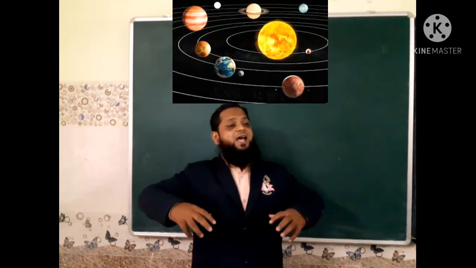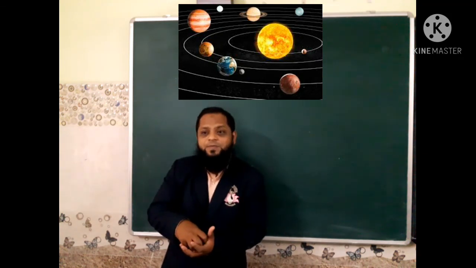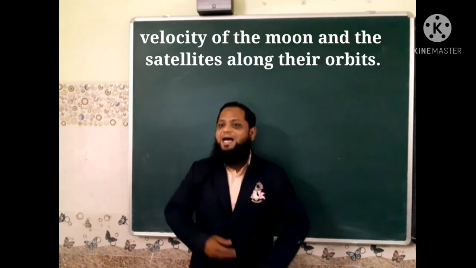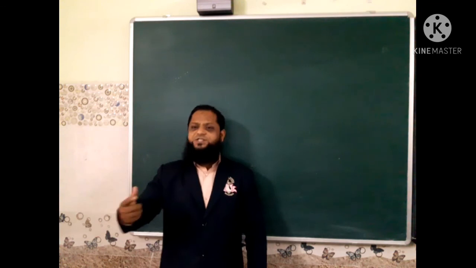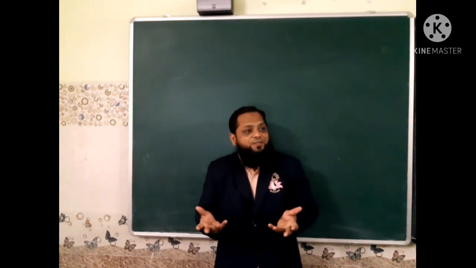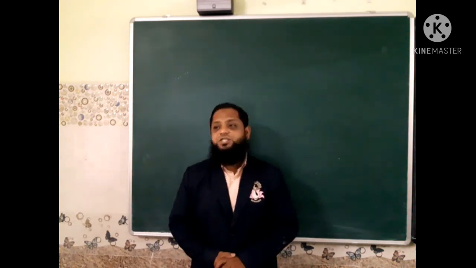Why do the planets and the moon not fall on the earth? This is because of the velocity of the moon and the satellite along their orbits. If this velocity was not there, they would have fallen on the earth. So this is all about the earth's gravitational force.